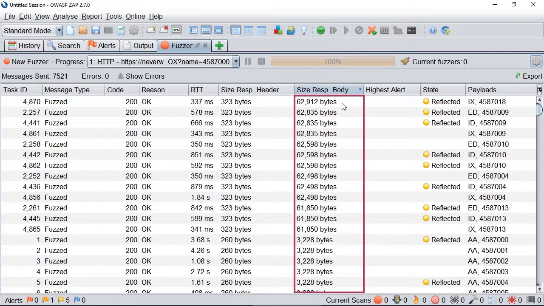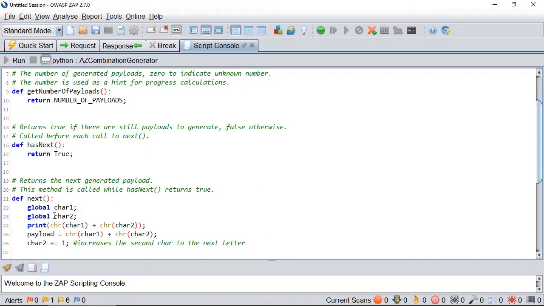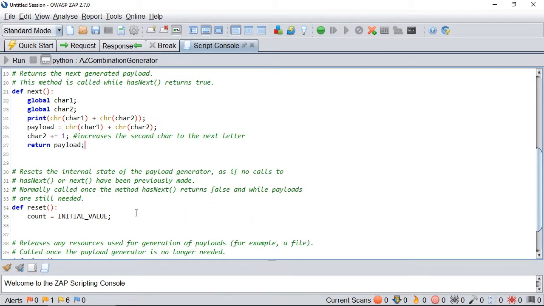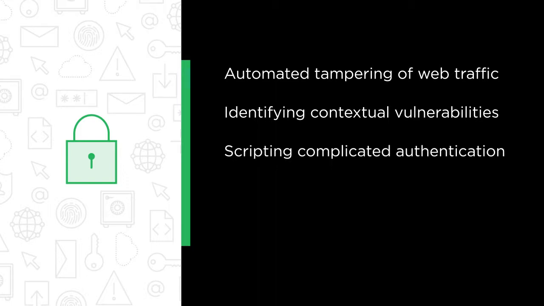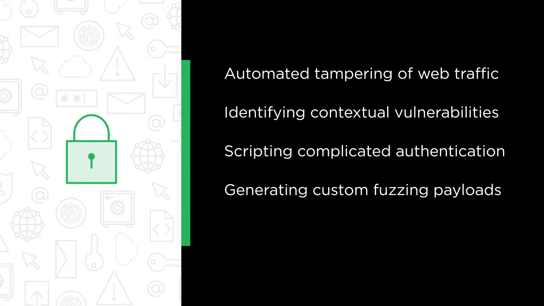In this course, we're going to look at the scripting capabilities of one of the most used open-source security tools, OWASP Zed Attack Proxy. Some of the major topics that we'll cover include automated tampering of web traffic, identifying vulnerabilities specific to your application's context, scripting complicated authentication scenarios to help you with automated vulnerability assessments, and generating custom payloads for your fuzzing operations, and regressing security vulnerabilities to guard against a security bug coming up again.